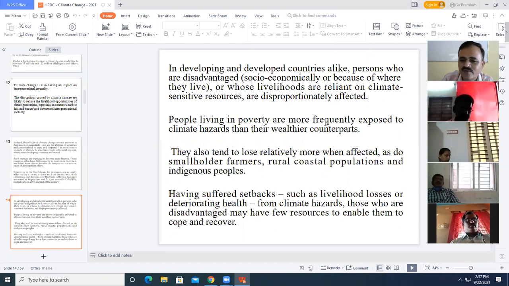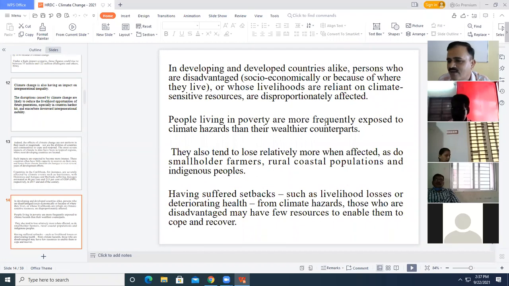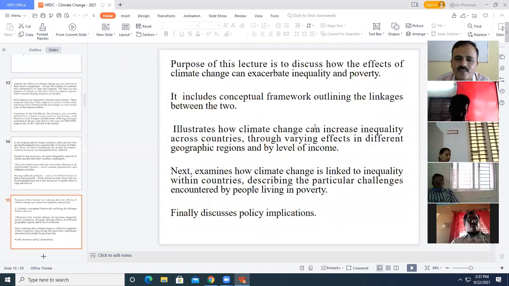The people living in poverty are more frequently exposed to climate hazards than their wealthier counterparts. They also tend to lose relatively more when affected, as do small older farmers, rural coastal populations, and indigenous people. Having suffered setbacks such as livelihood losses or deteriorating health from climate hazards, those who are disadvantaged may have few resources to enable them to cope and recover.